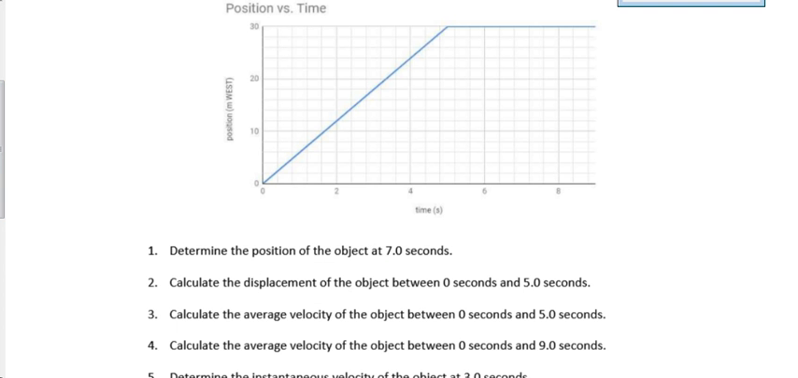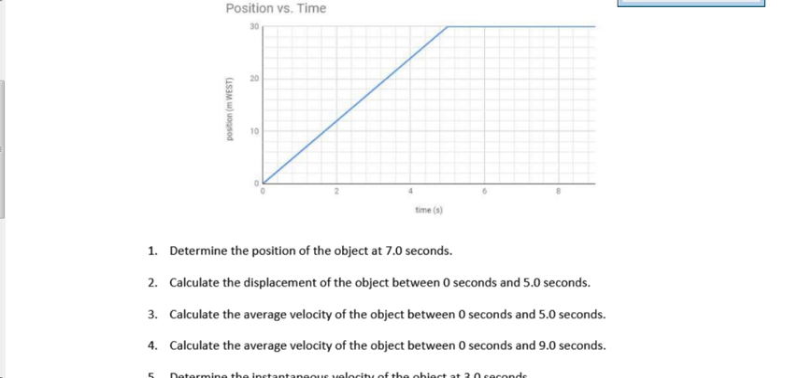Let's have a look at the first 6 questions here that go with the first graph. Number 1 says, determine the position of the object at 7 seconds. So what we're going to do for position on a position time graph is the same thing we do for velocity on a velocity time graph, or momentum on a momentum time graph, or force on a force time graph, is go up and over.